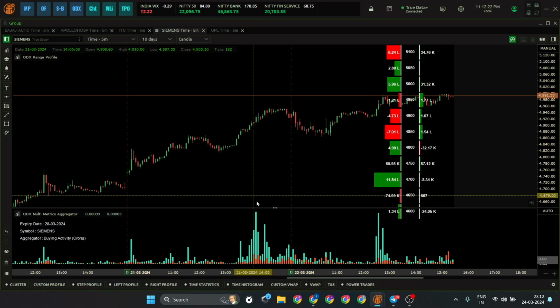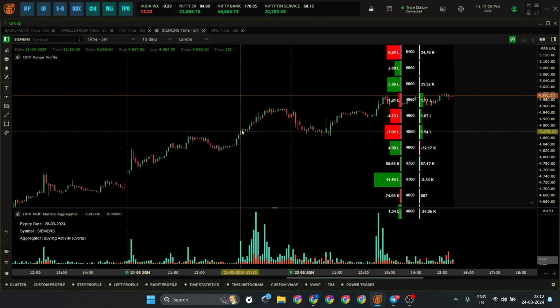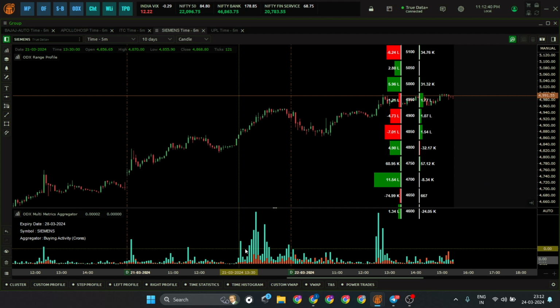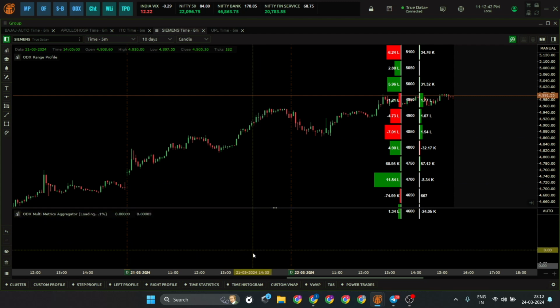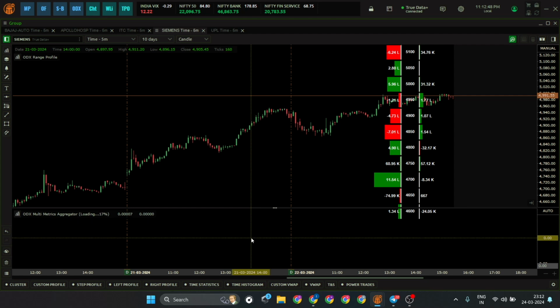Now if you see this particular area at this candle, I did not get any indication, but after these three candles, I got a confirmation that smart money is slowly entering on the long side. How can I say that? Simply you can see the color, and by seeing the height of these multi-matrix aggregator bars, you can say that.